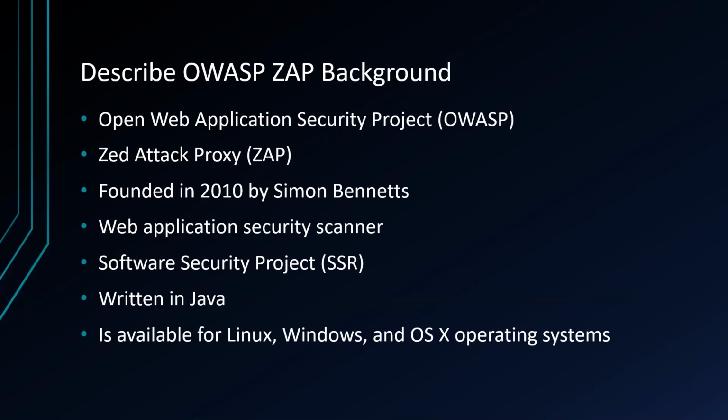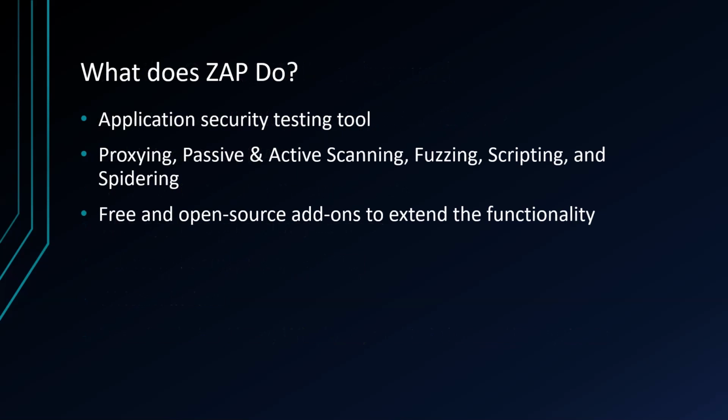OWASP ZAP is a free open source penetration testing tool with a graphical interface that is being maintained under the umbrella of the Software Security Project. The tool is written in Java and is available on major operating systems. ZAP is designed specifically for testing web applications.